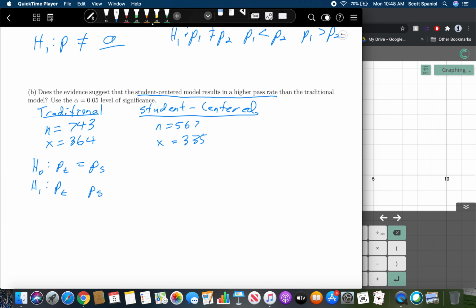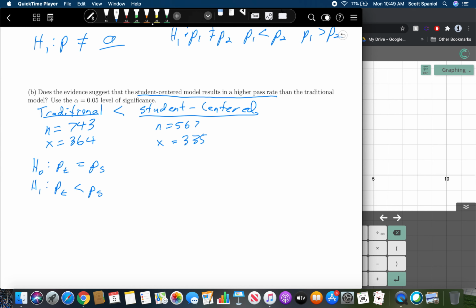Okay, so the question is, which way does the inequality go? Well, we want traditional and student-centered. We want traditional to be smaller, so we want traditional to be less than student-centered. So we're going to do the less than. Notice in this case, in chapter 10, this inequality would always go the same way no matter who was doing the problem, right? Because we were comparing it to a fixed number.